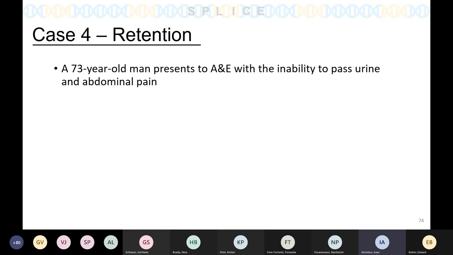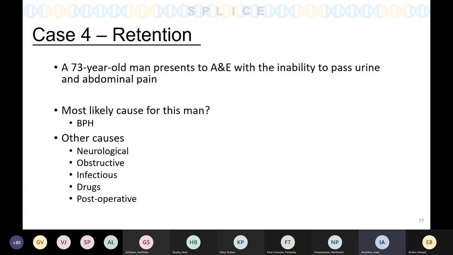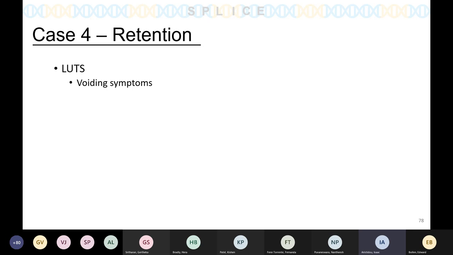Okay, so move on to retention. So in this case, a 73-year-old man presents to A&E with the inability to pass urine and abdominal pain. So what is the most likely cause for this man, given his age? Yeah, BPH, nice. But other causes, so neurological, cord compression for example, obstructive, so like a stone, infections, UTIs can put patients into retention, drugs that we've mentioned, and post-operatively as well.